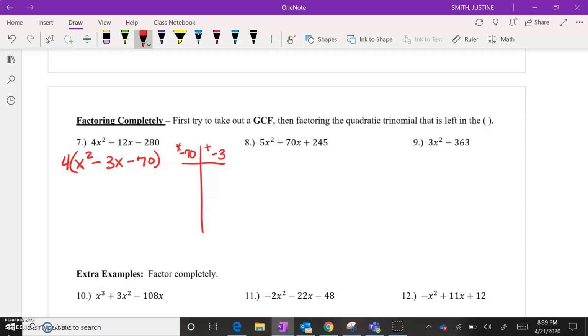Again, I'm going to think about that. So 10 times 7, if I do a negative 10 times 7, that will give me negative 70. Negative 10 plus 7 would give me the negative 3. So make sure you bring down the GCF here, and then you're just going to do the x minus 10, x plus 7.